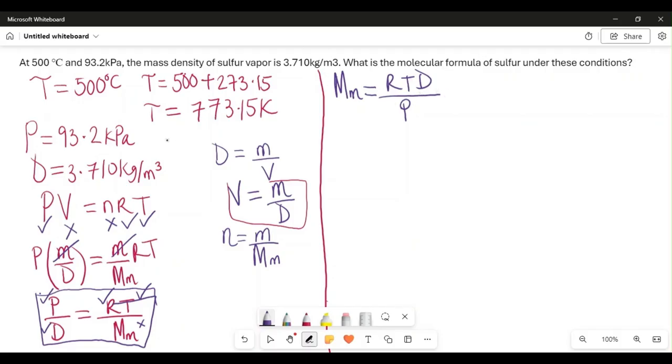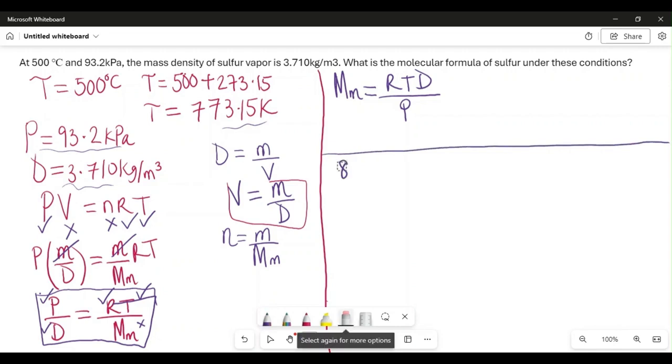And we're going to now input the parameters for each one of them. We're going to input the parameter for pressure, for density, for temperature, as well as the gas constant that works well for this question. But before we go on to do that, we have to break the information down. You see that the density is 3.710 kilogram per meter cubed. We see that it is in kilograms.